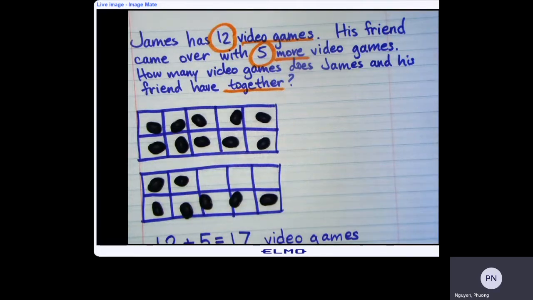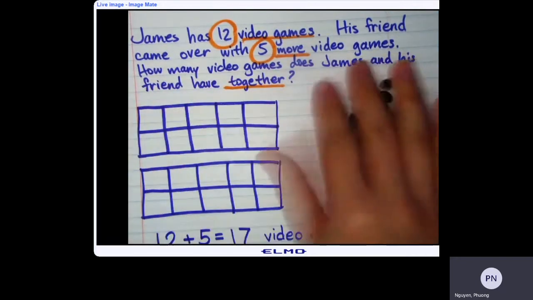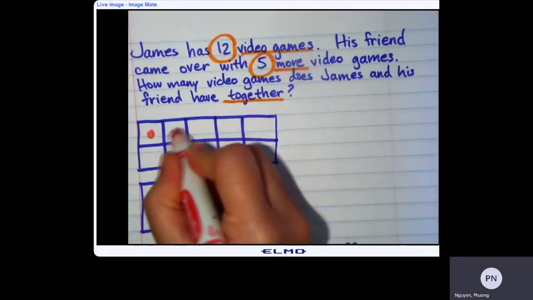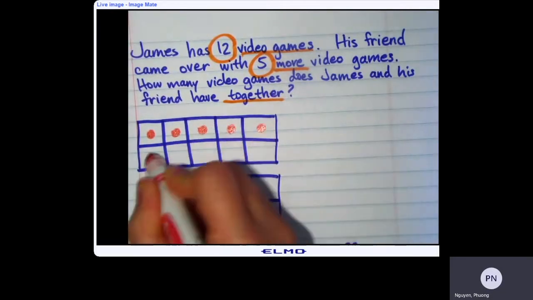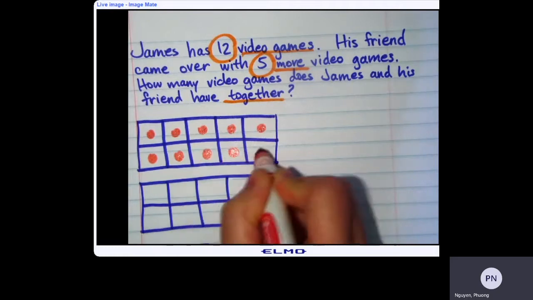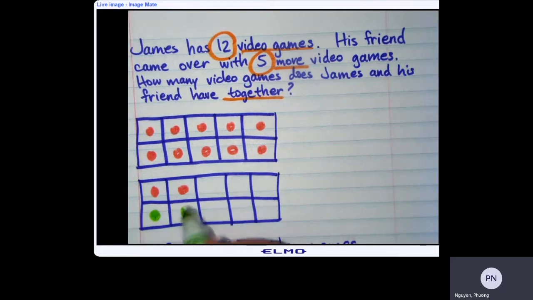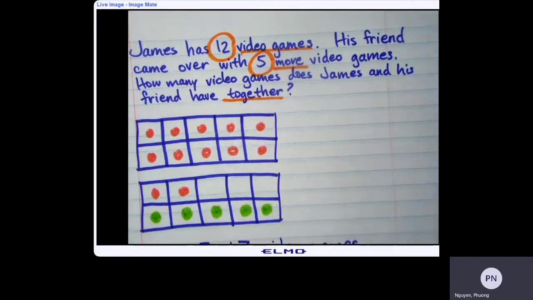Now I'm going to go back and draw the simple circles. 12, 1, 2, 3, 4, 5, 6, 7, 8, 9, 10, 11, 12. And 5 more. I'm going to use a different color. Five more. 1, 2, 3, 4, 5. And when we count it all together, it equals 17. So that's one example of a math model.